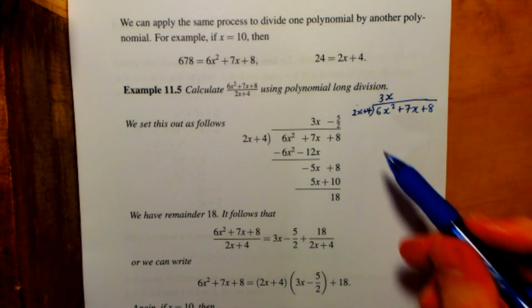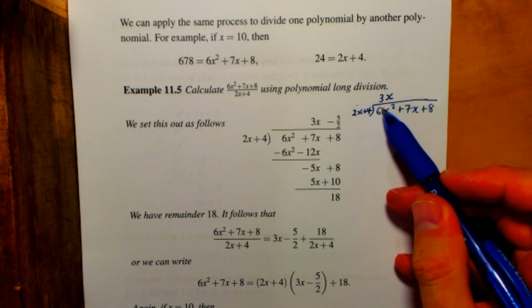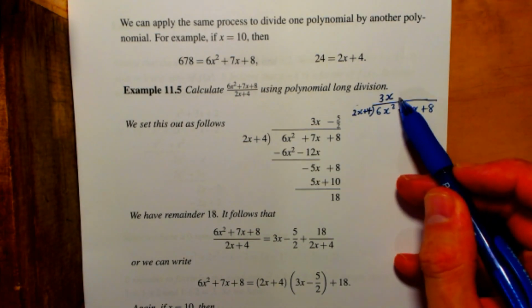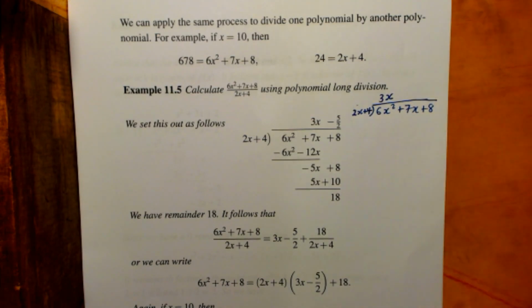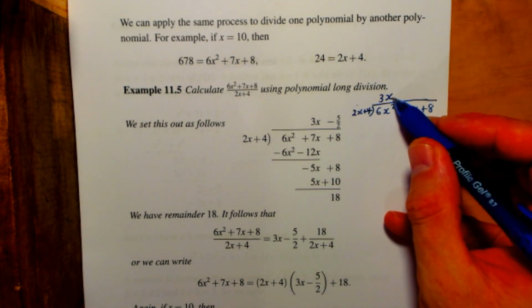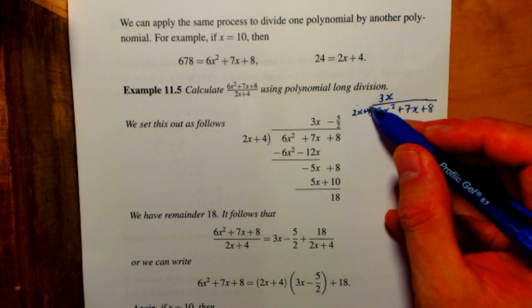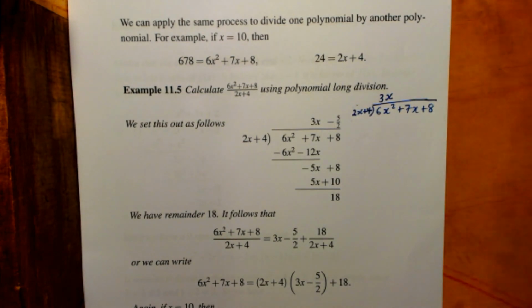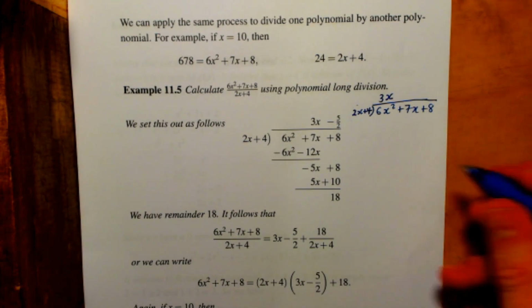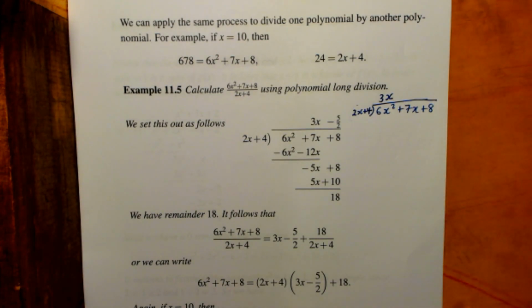And our next step, once we've done that, in other words 6x squared divided by 2x is 3x, we write it up here and then we expand 3x times 2x minus 4. All right, so where can I write this?